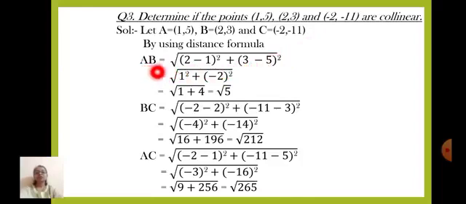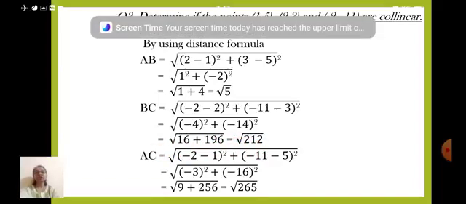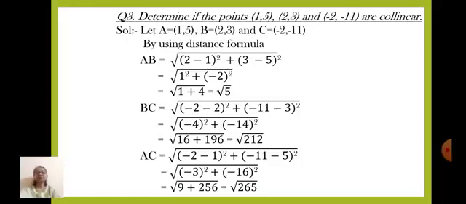First of all, distance AB: apply the distance formula, calculate the value, and you will get root 5. AB distance is root 5. Then next is BC. Again, x2 minus x1 the whole square plus y2 minus y1 the whole square. Coordinates you have, accordingly you substitute and simplify. So BC length is square root of 212. Similarly, AC length you calculate, and you will get square root of 265.